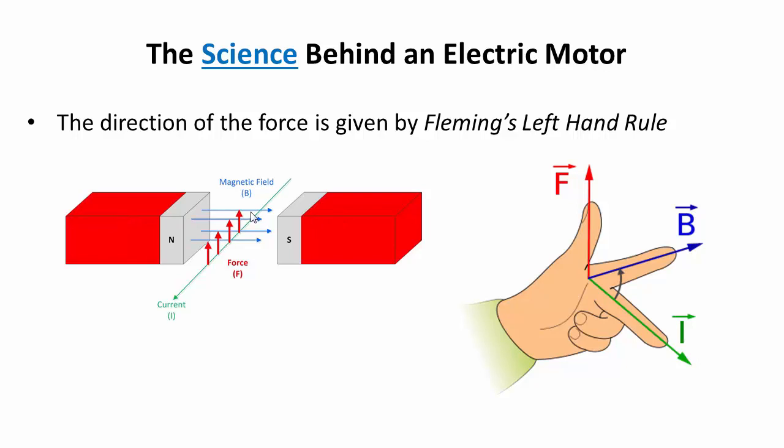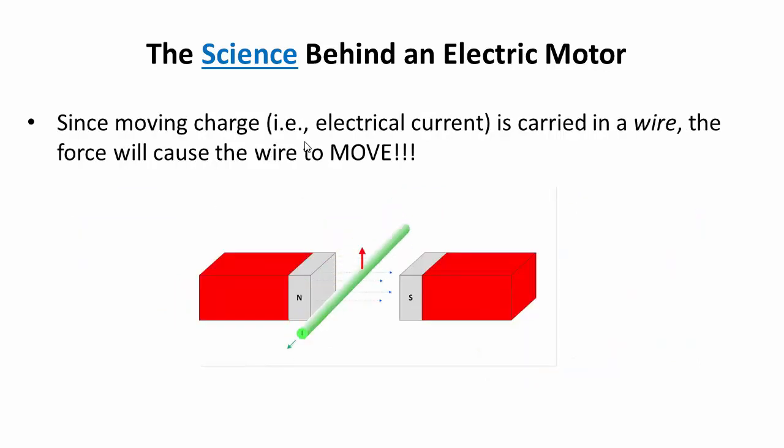Your current is in the direction of the current, and you'll see that the thumb points in the direction of the force. So you can quickly figure out which way the force is going to move in these things. When we move charge, we do that through a wire. So it's actually a physical thing.